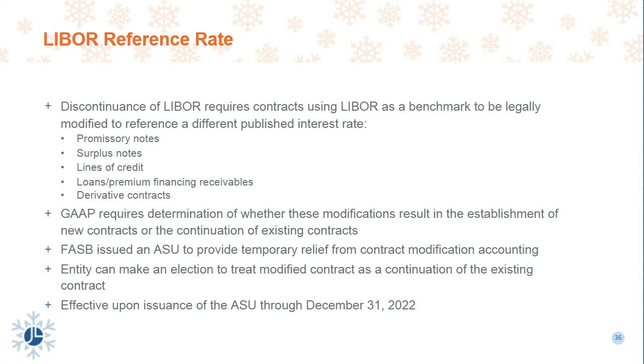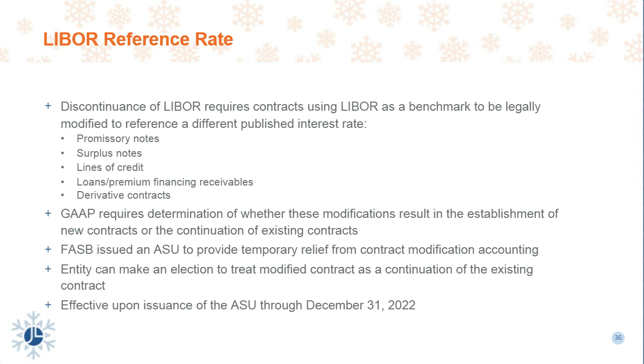Thanks, Josh. Yeah, just another quick reminder before we shift gears to the auditing standards and remaining GAAP updates. LIBOR is going away, so that is the London Interbank rate that is going to stop being published at the end of December 2021. Many contracts out there reflect that as part of a variable interest rate: promissory notes, surplus notes, lines of credit, premium financing or loans, and derivative contracts. With that going away, there's going to be a lot of legal work that needs to happen. Those contracts are not going to have a legal thing to point to anymore, and so the legal team needs to update those with the parties to the contract to make sure we have a new reference rate.